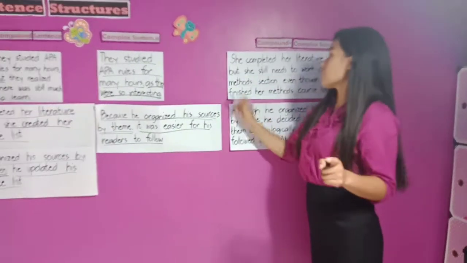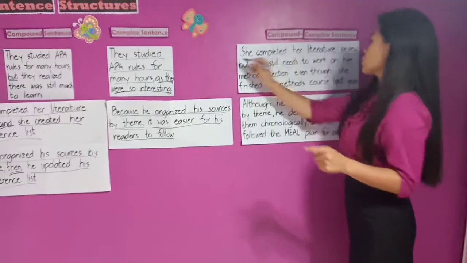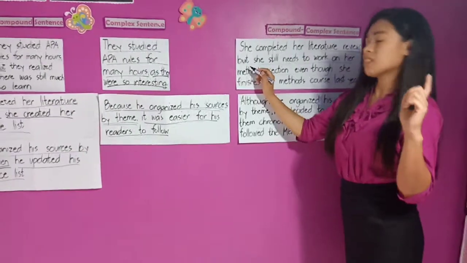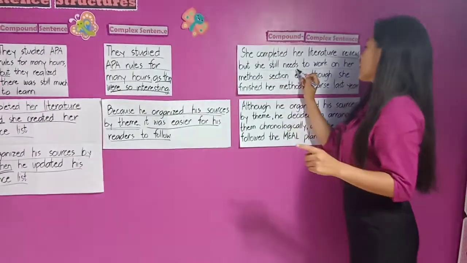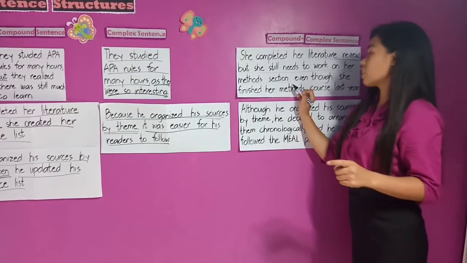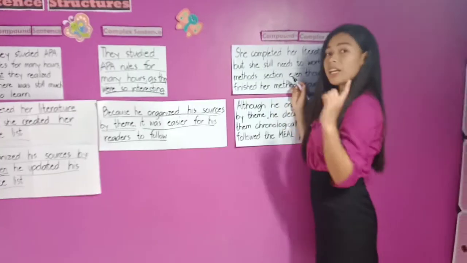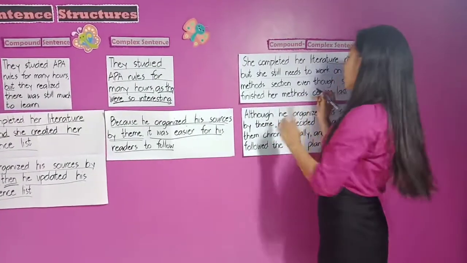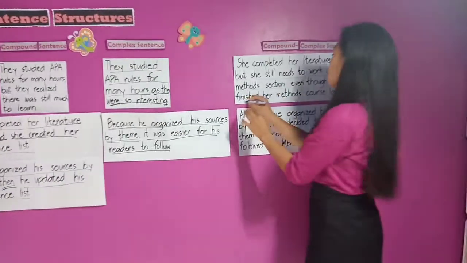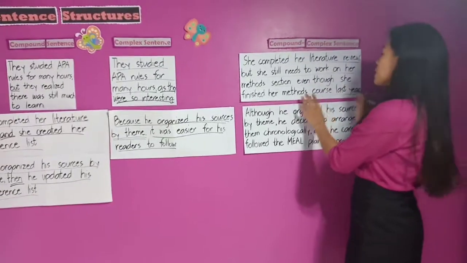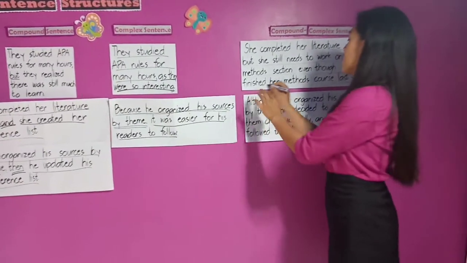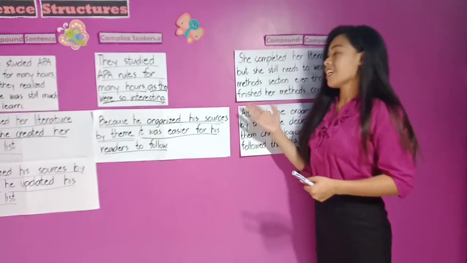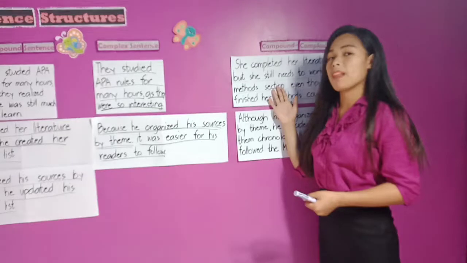And the first clause is she completed her literature review. So this is an independent clause. And the second clause is she still needs to work on her methods section. So this is also an independent clause which can stand on its own. And the dependent clause is even though she finished her methods course last year. So this is the dependent clause. So this sentence is correct. It is a compound complex sentence.